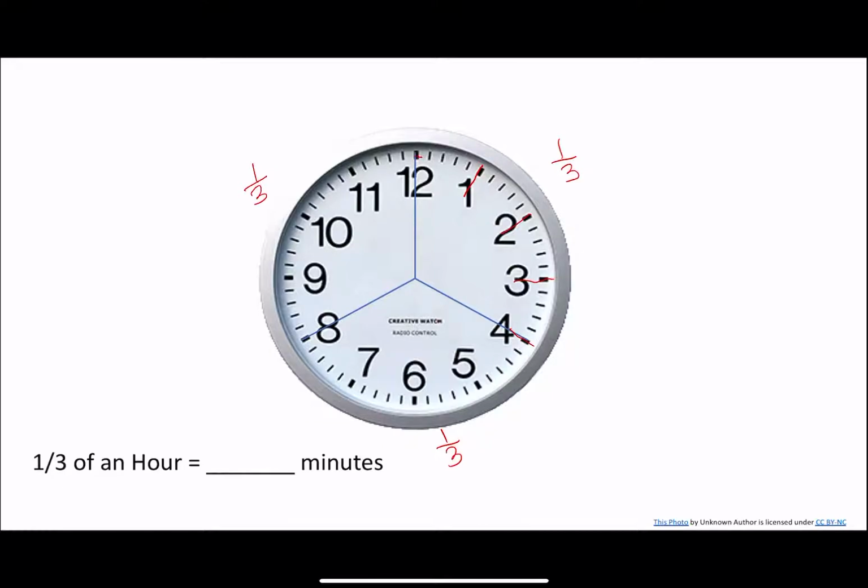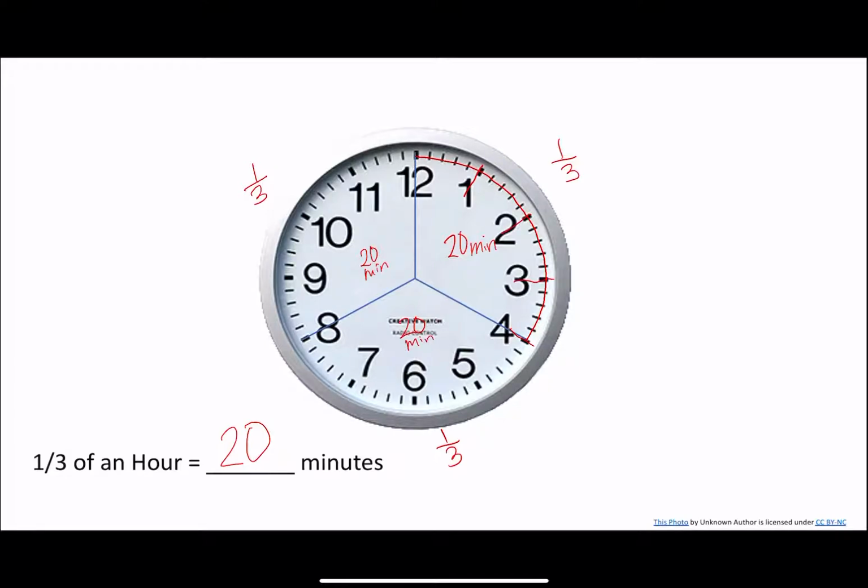So if I was to count by minutes, that'd be 1, 2, 3, up to 20. So there are 20 minutes in 1/3 of an hour. And it would be the same for all of the thirds. So if I asked you 1/3 of an hour has how many minutes, you would say 20 minutes. And there would be 20 minutes here, and there would be 20 minutes here.